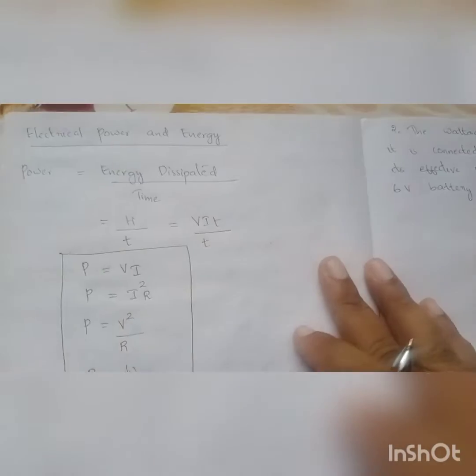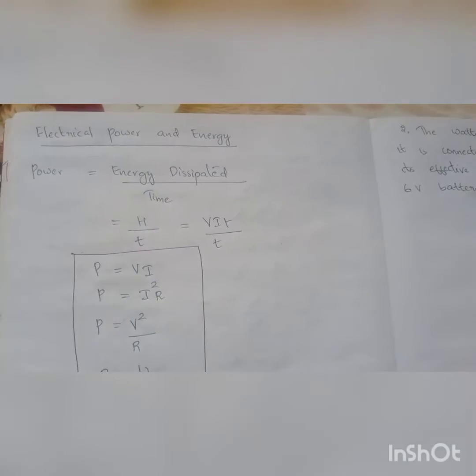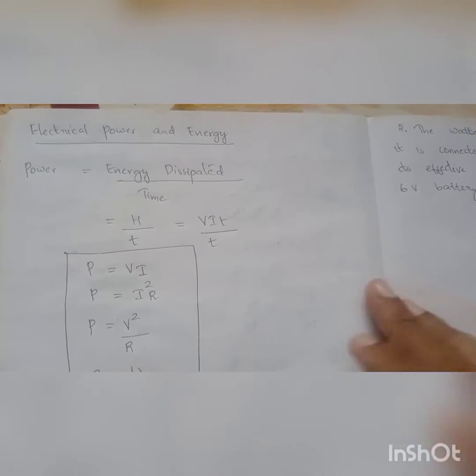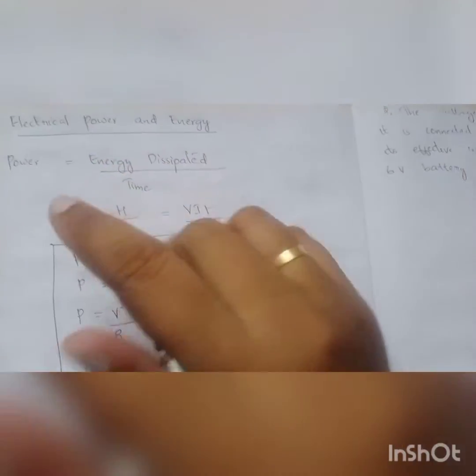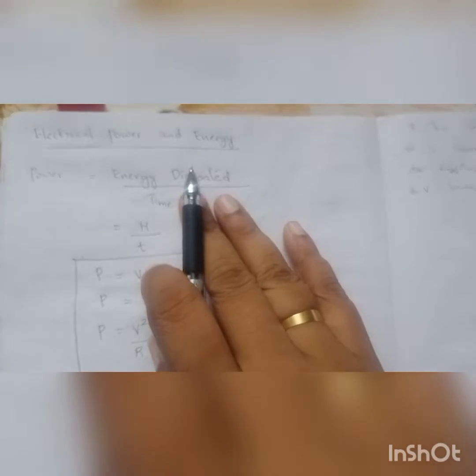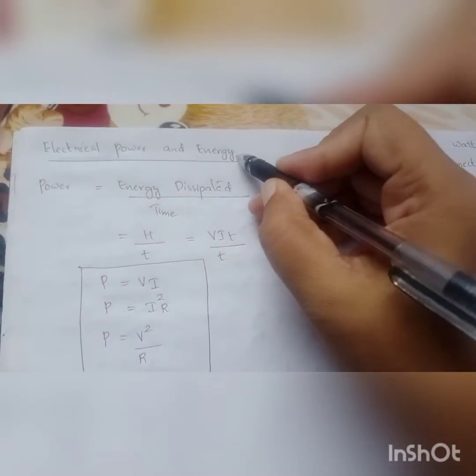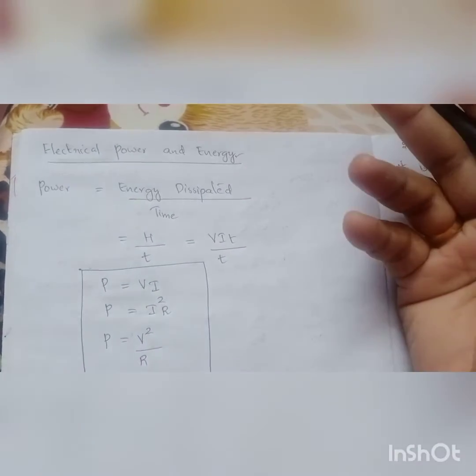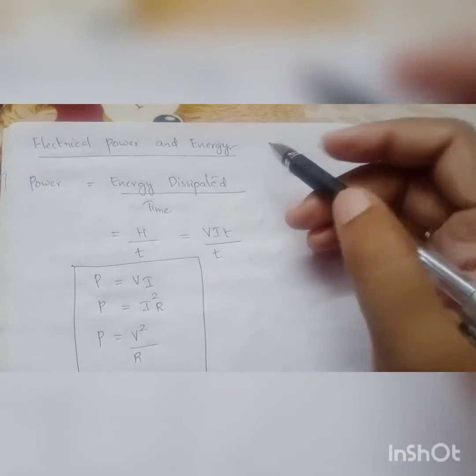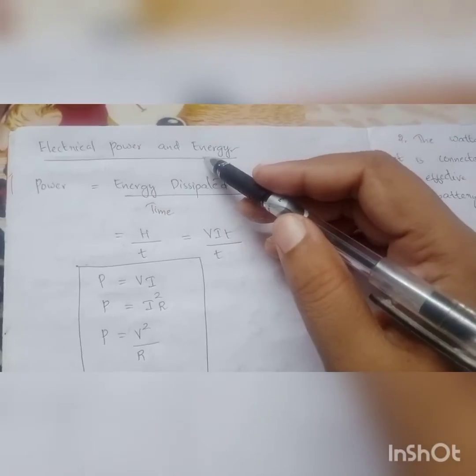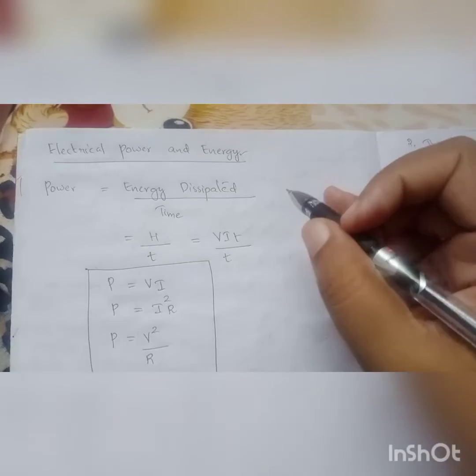Hello everyone, I'm back with yet another video of chapter electricity of grade 10 physics. So today we'll be dealing with a new topic called electrical power and energy. So we already know what energy is, right? Energy is the capacity to do work. We have already studied energy in your lower classes also.